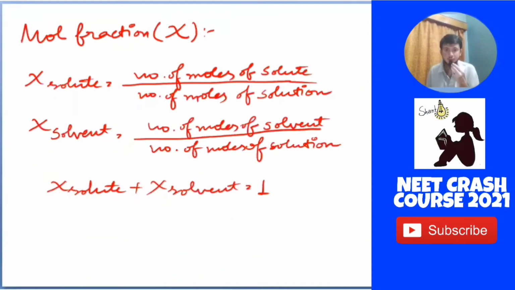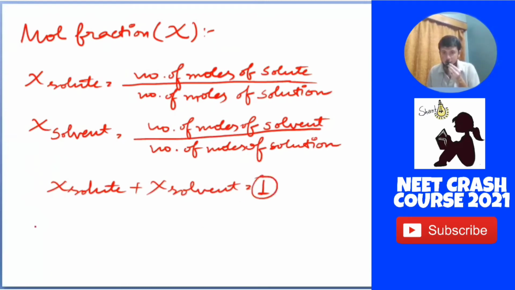So next is our mole fraction. It is also a very important thing. So let us see what happens. That is psi of solute. So we take this psi value for the mole fraction. So psi solute equals number of moles of the solute by number of moles of the solution. Then also the mole fraction of solvent is number of moles of the solvent by number of moles of the solution. And also mole fraction of solute plus mole fraction of solvent equals 1.